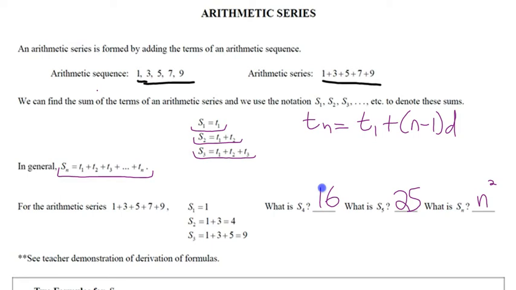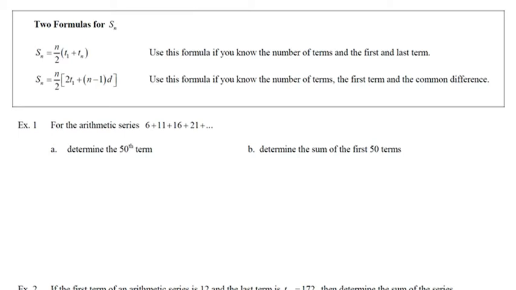It's kind of interesting, eh? When you sum up the odd numbers, you get the square of the number of numbers you are summing up. Okay, so 2 formulas for S sub n. You don't have to memorize them. They'll be given to you.